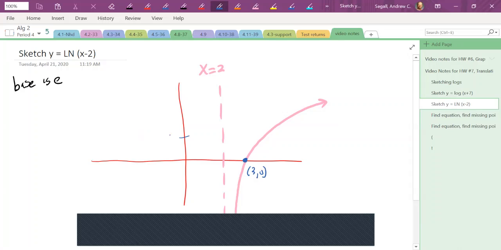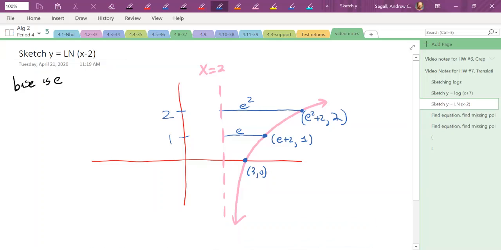So then when y is 1, I want to move e, which is my base, away. So this point would be (e plus 2, 1), which I could calculate on a calculator, or I could just leave it as an exact value. When the y value is 2, I would move e squared away from the asymptote. So this point would be (e squared plus 2, 2). And if I wanted to, I could graph more points. Generally, about 3 points is enough for us to be able to have a sense of what the points are on the log graph.